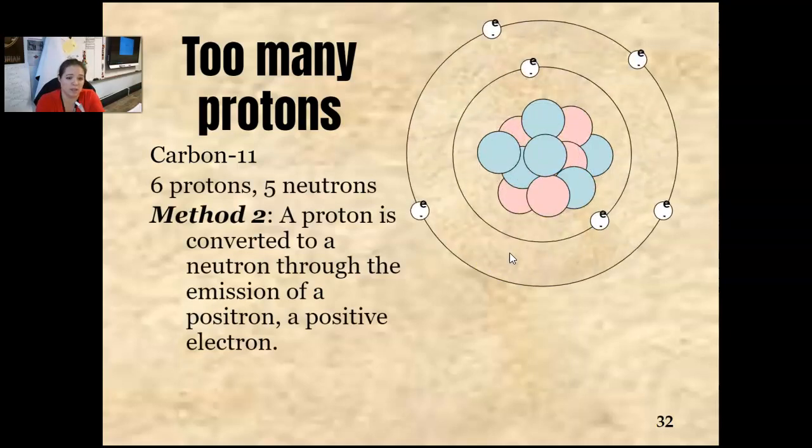And I'm a little itsy bitsy, maybe a little bit bigger. So carbon 11, not too many neutrons. We still have too many protons. There's another way to handle this. I've got 6 protons, 5 neutrons. A proton is converted to a neutron through the emission of a positron. So if we had too many neutrons, you can do beta decay. Too many protons, again, you can do capture. You could also do a positron emission.